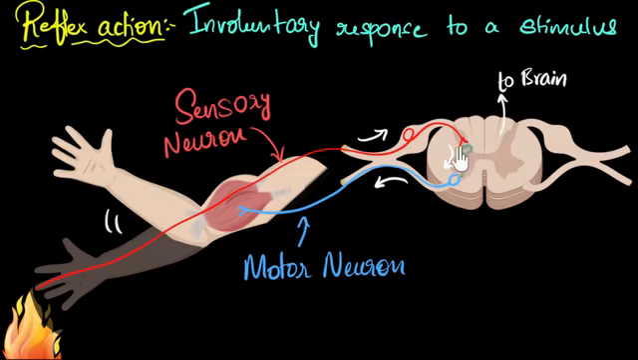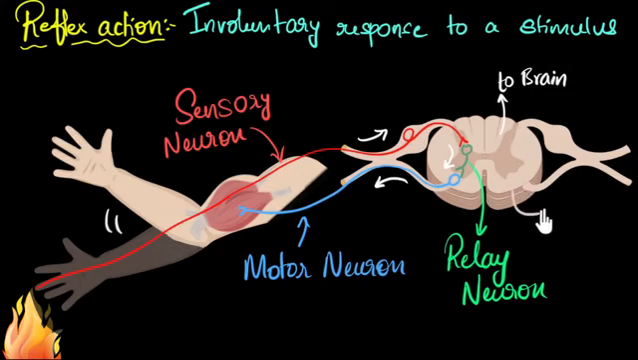And the neuron that transfers the information from the sensory neuron to the motor neuron in the spinal cord, this one is called the relay neuron. Relay means transfer of information over here. So this is called the relay neuron. And of course, this is our spinal cord. And lastly, this entire pathway, which consists of sensory neuron, the relay neuron, and the motor neuron, is also given a name. It's called the reflex arc.